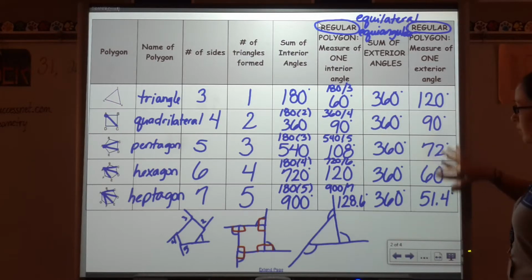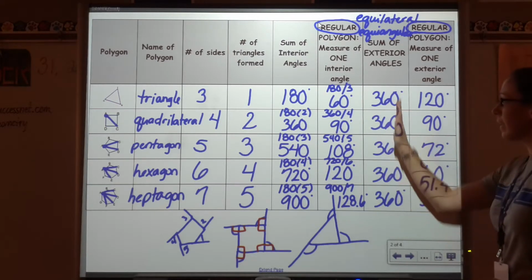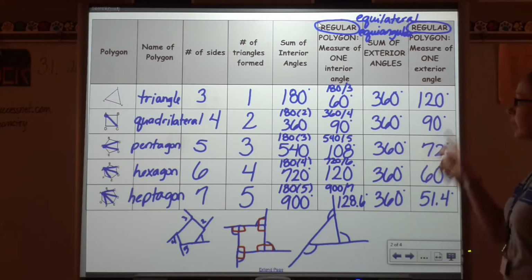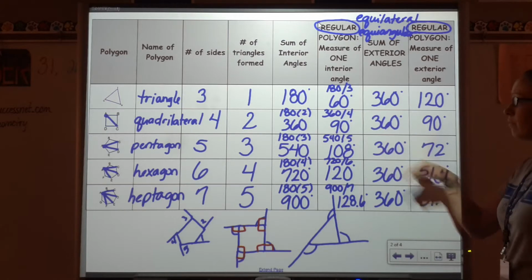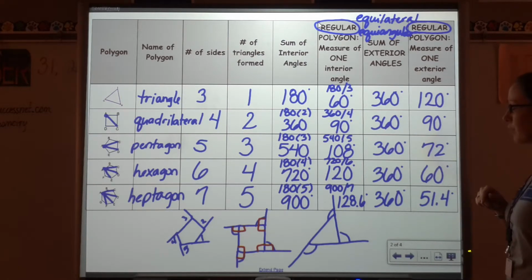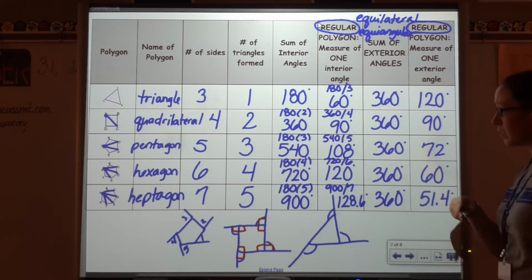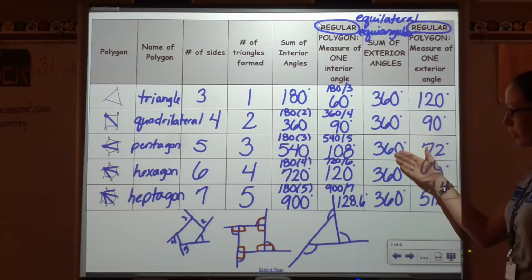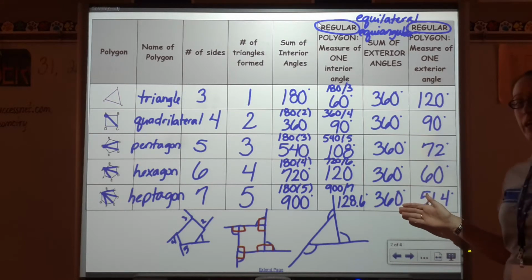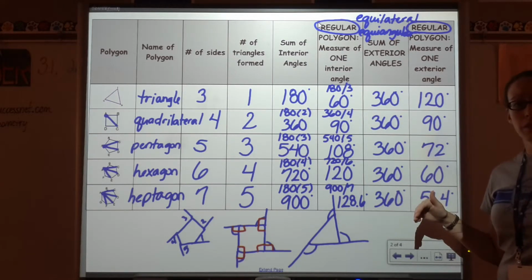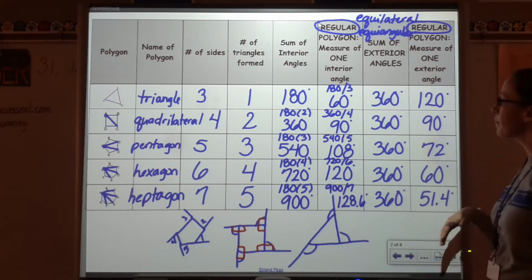From this column, we then pushed back into the exterior sum. If 3 angles are each 120, 360. If 4 angles are each 90, 360. If 5 angles are each 72, 360. Notice what's happening, the pattern that's established there for exterior sum. That's going to continue over to the back side.